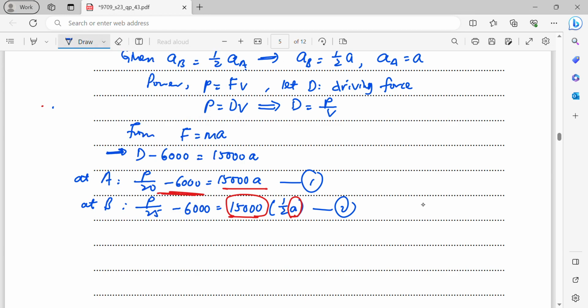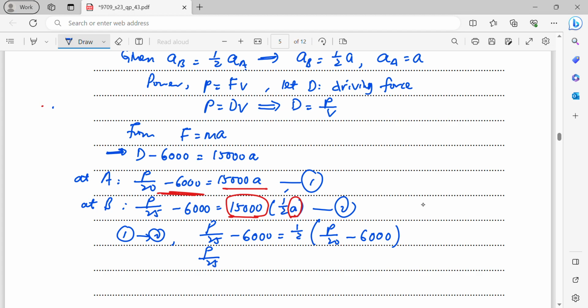So now I will write: substitute first into second. The left hand side of the second equation will be P over 25 minus 6,000. Then the right hand side, I still have the half here, so half of 15,000 A. The 15,000 A will be replaced by equation number 1, so I will get P over 20 minus 6,000. Right? Now I will do the expansion for the next step.